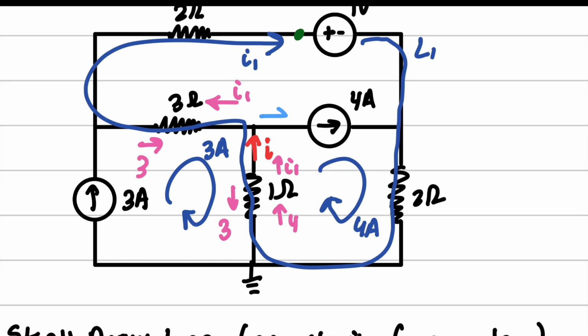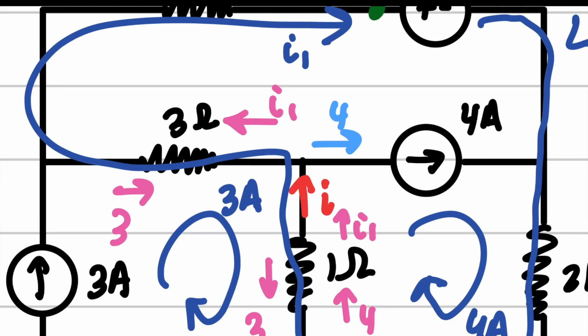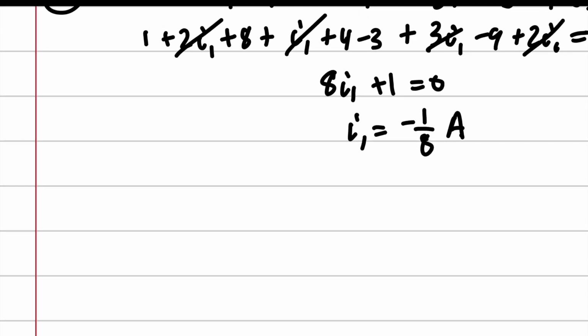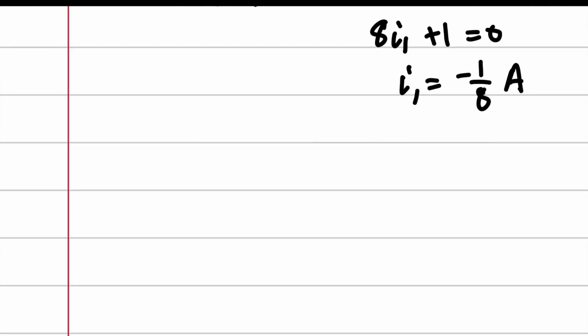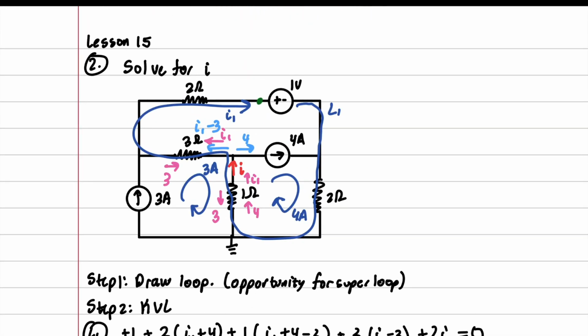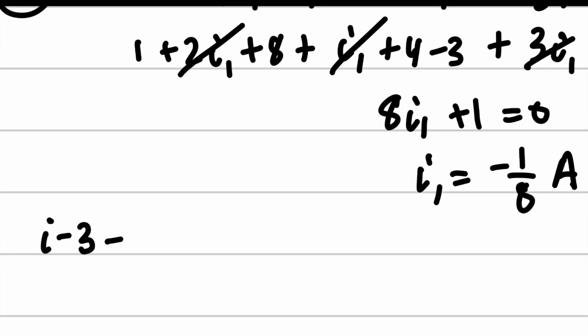So we've got the I going in. We've got the 4 amps going this way. Now here, we've got the I1 minus the 3. Okay? Because we've got the 3 going into the node and the I1 going out. So our KCL will look a little something like this. I1 minus 3 plus 4 minus I equals 0.